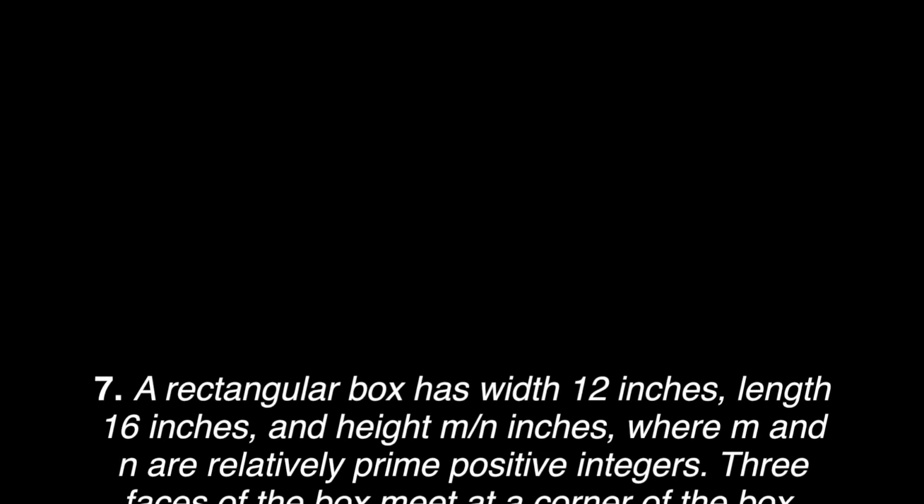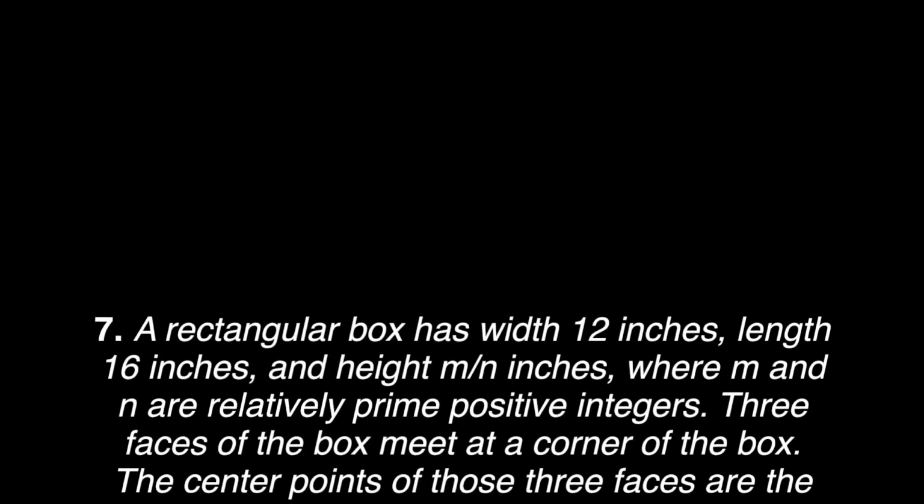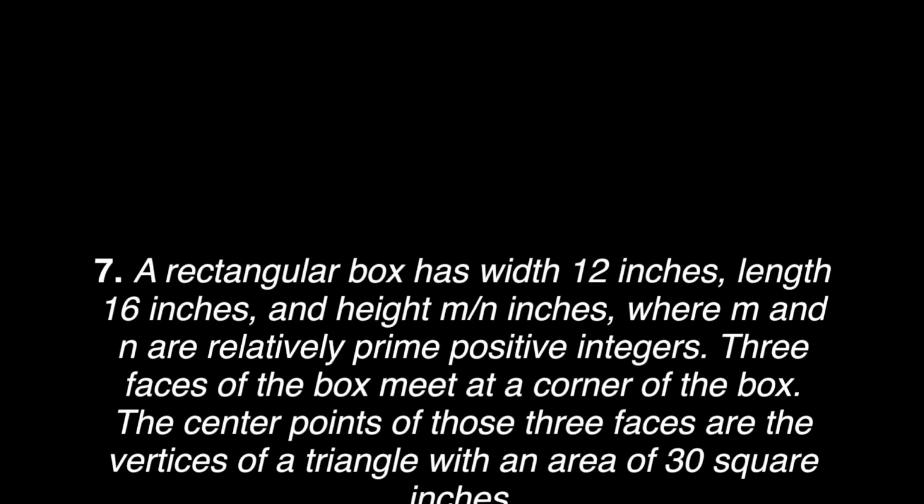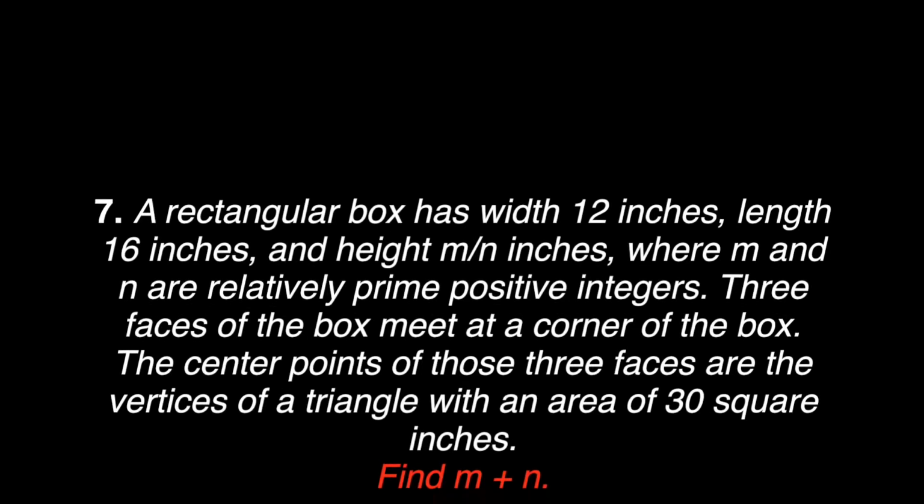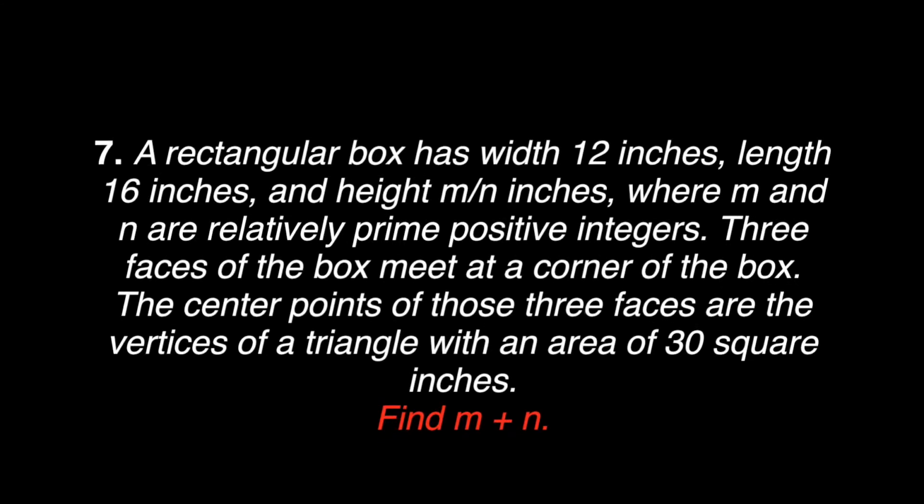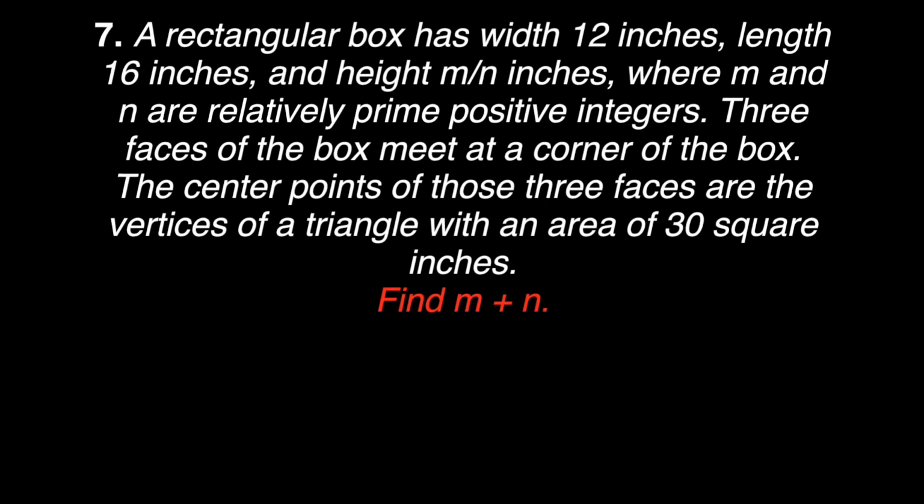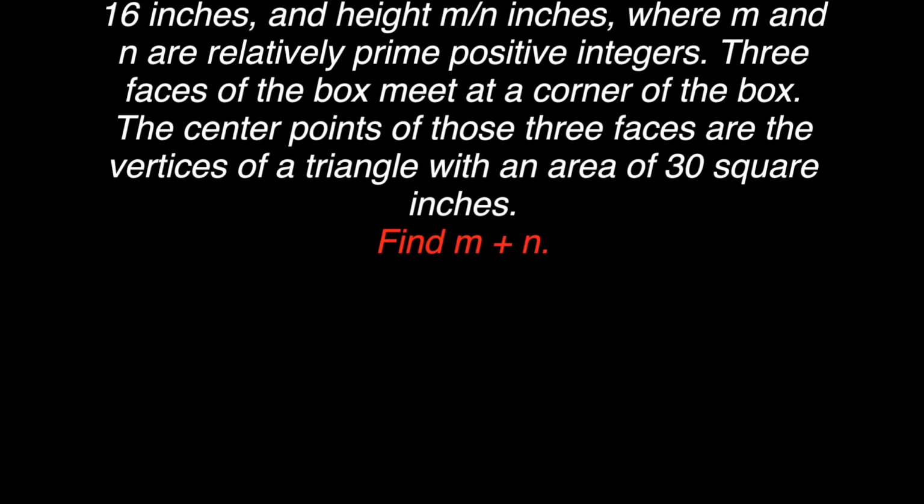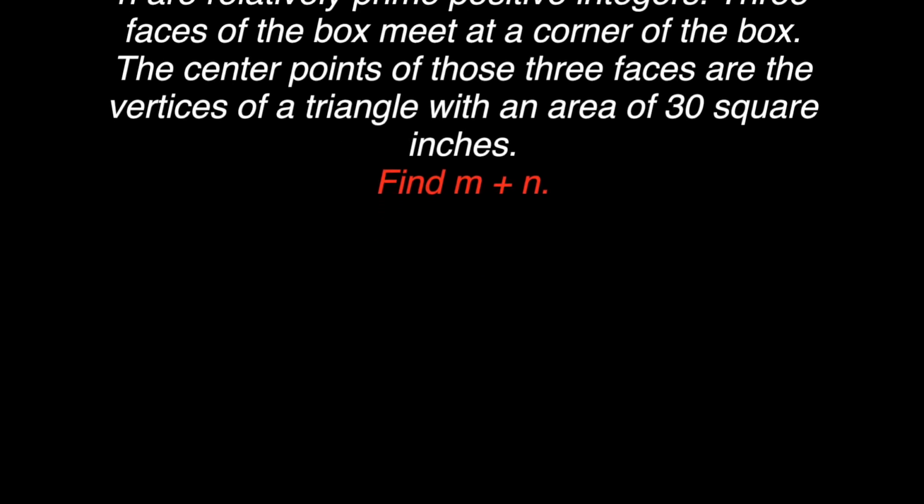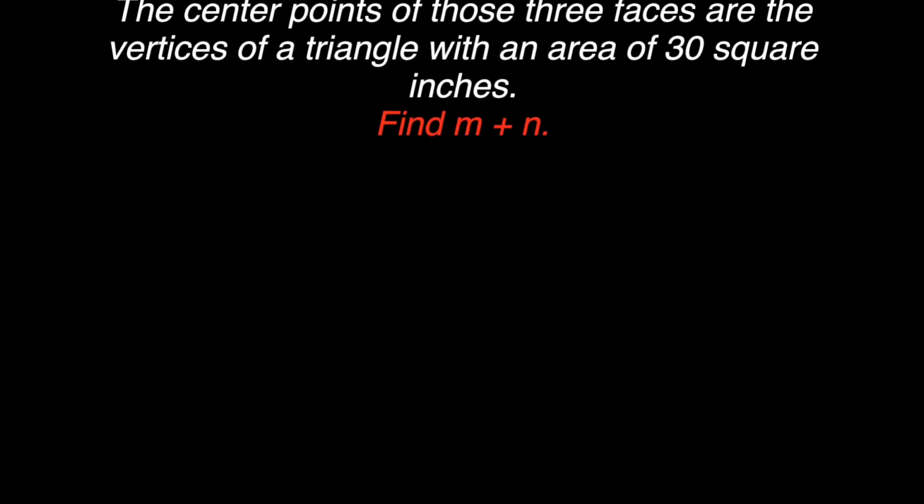A rectangular box has width 12 inches, length 16 inches, and height m over n inches, where m and n are relatively prime positive integers. Three faces of the box meet at a corner of the box. The center points of those three faces are the vertices of a triangle with an area of 30 square inches. Find m plus n.